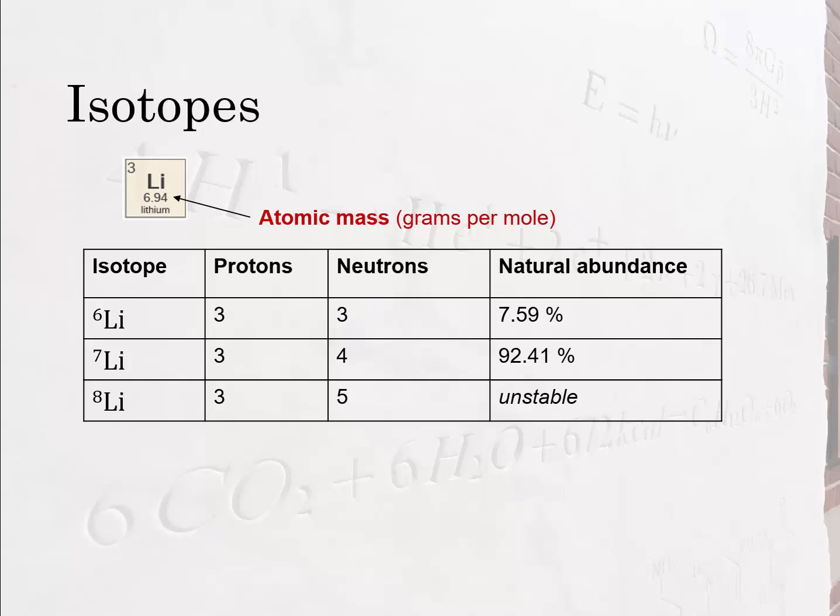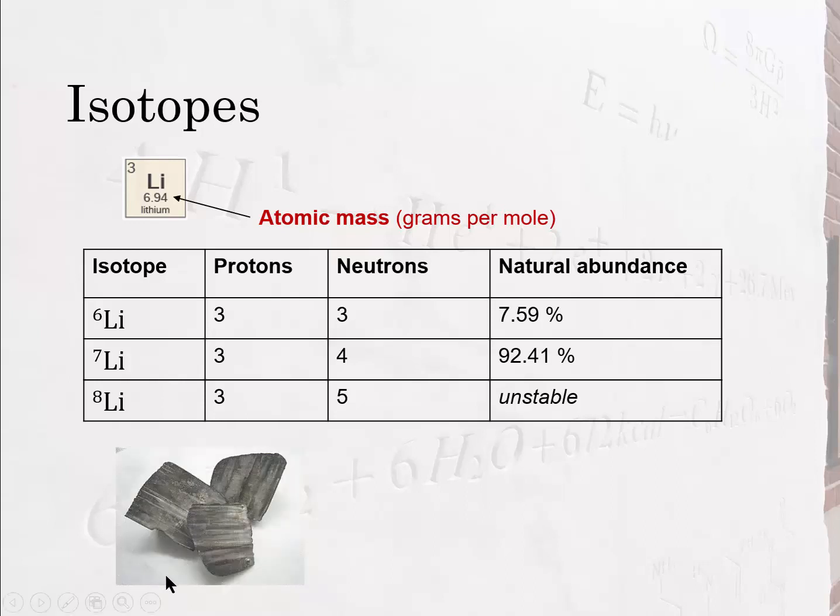The periodic table gives us another useful piece of information for each element called the atomic mass. This is the weight in grams of 1 mole of the element. Atomic masses are fractional because they're the weighted averages of the stable isotopes for that particular element. For example, if you take a natural sample of lithium, 1 mole will weigh 6.94 grams because it's mostly lithium-7 with a little bit of lithium-6 mixed in.